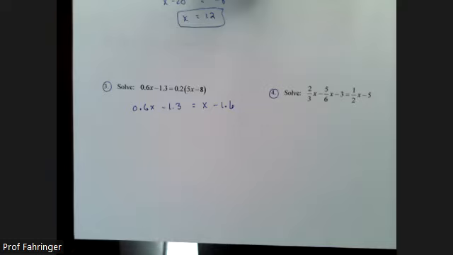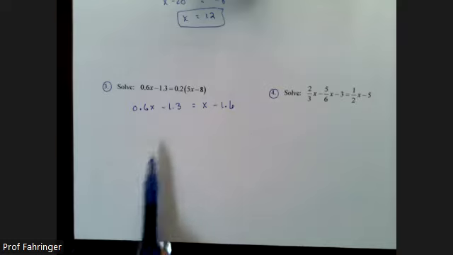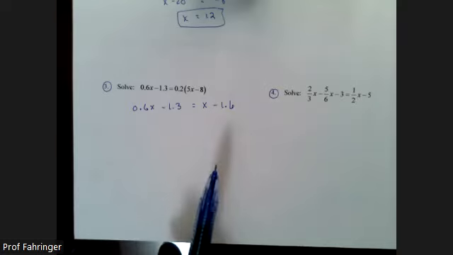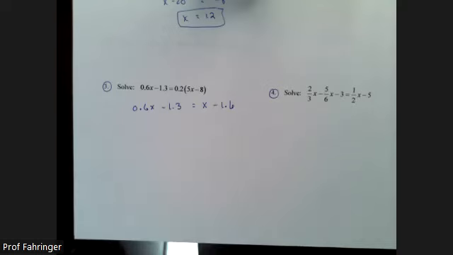Took care of the parentheses. I did my distribution. Quick question. What do you want to do now? Well, why not just keep working with decimals? That's absolutely fine. They get a little confusing. They're a little harder, but it's just fine. What's one option that I could do to this if I really wanted to?